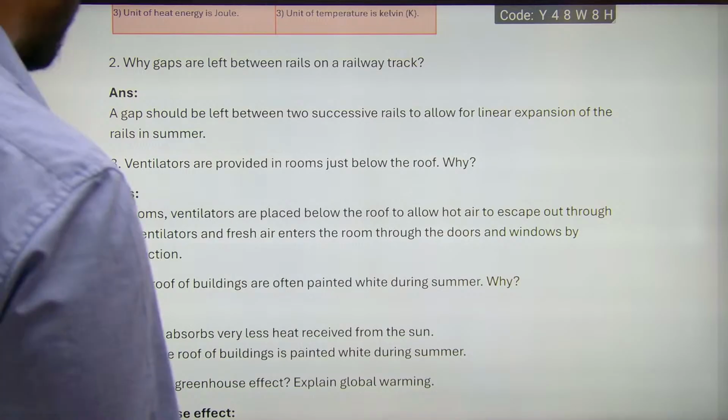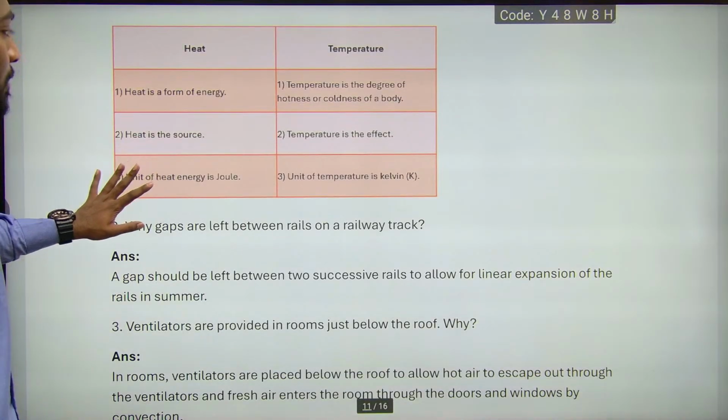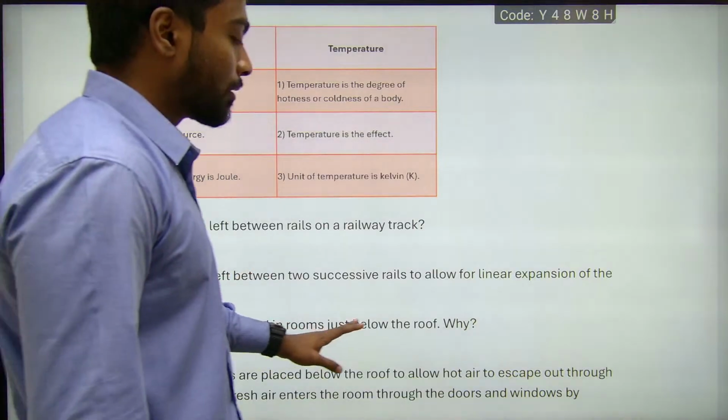Yeah, please copy down properly, okay? This is the first question. You can take the first question and then go for the second and third, everything, okay?